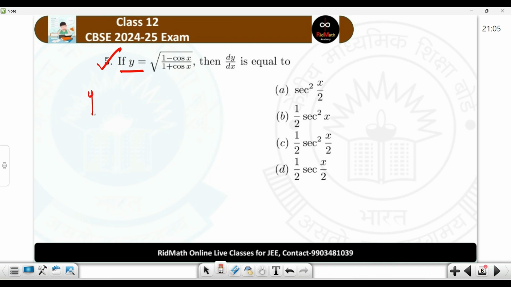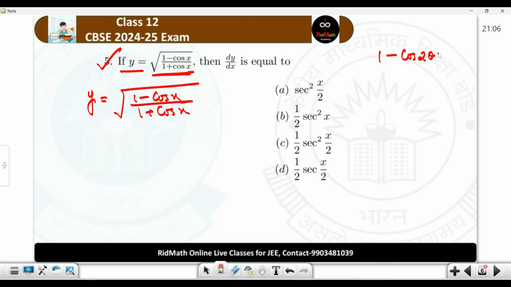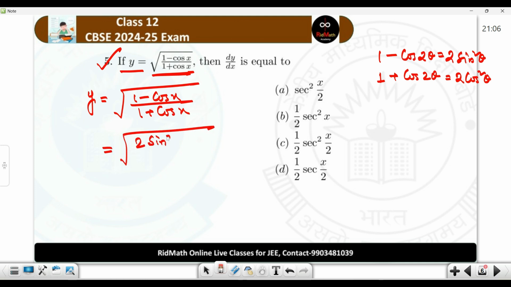So let us first manipulate this term. This is root over 1 minus cos x and this is 1 plus cos x. Recall that 1 minus cos 2 theta is equal to 2 sin square theta, and 1 plus cos 2 theta is equal to 2 cos square theta. Here it is x, so that means root over 2 sin square x by 2 divided by 2 cos square x by 2.